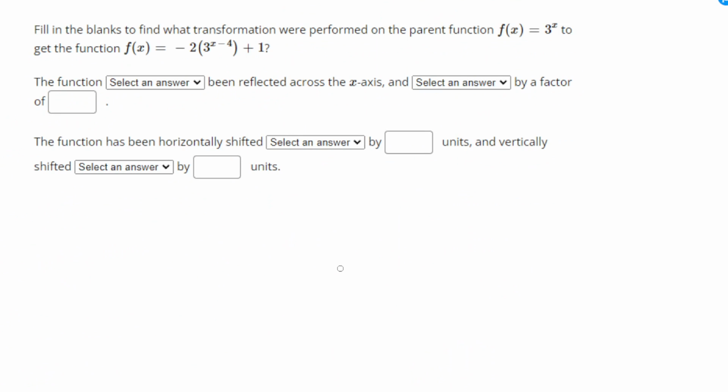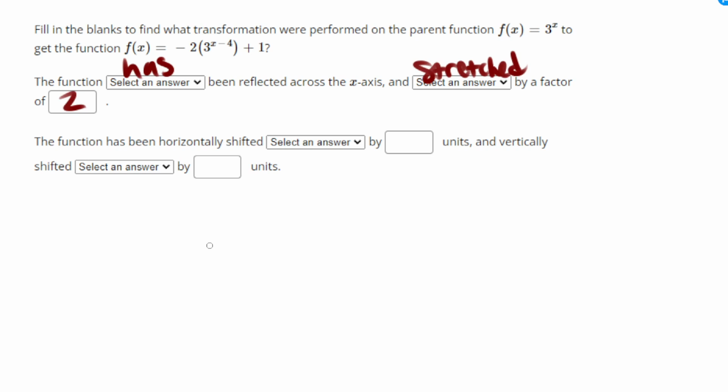Fill in the blanks. What transformations were performed on the parent function f of x equals 3 to the x to get the function f of x equals -2 times 3 to the x minus 4, plus 1? So this one will be the function has been reflected across the x-axis. And the reason why we know that is because of this -2. And has been stretched by a factor of 2. And not -2 because reflection covers that.